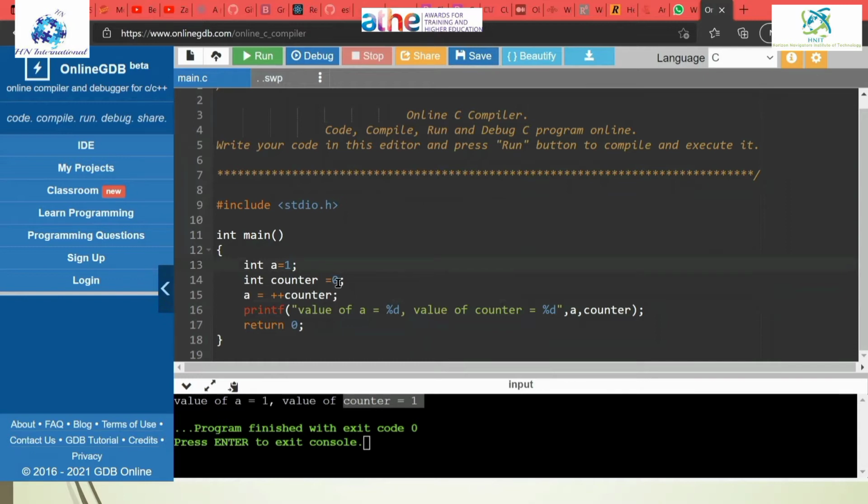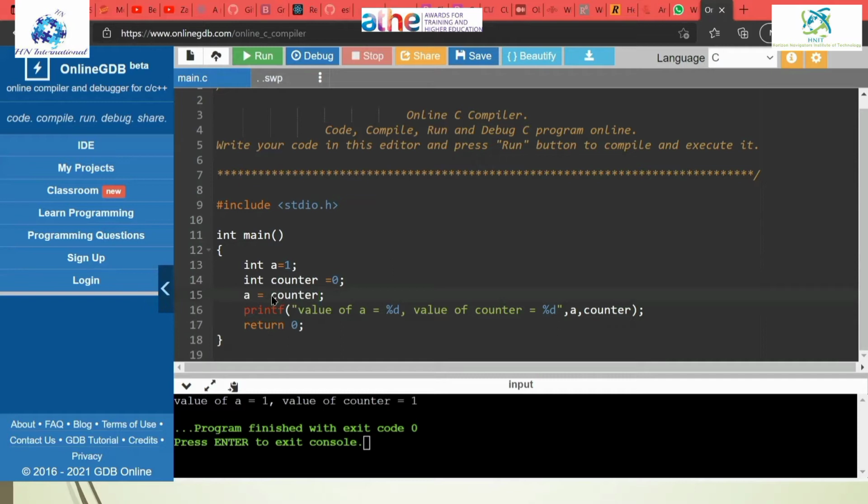Okay, the counter is initially 0, but here we are incrementing the counter, so counter will become 1 and its value will be stored in a. Okay, we are using prefix. You see here, a was initially 1, but we stored counter in a, so it should be 0. But what happened here? We're using prefix, so it incremented its value first and then stored it.